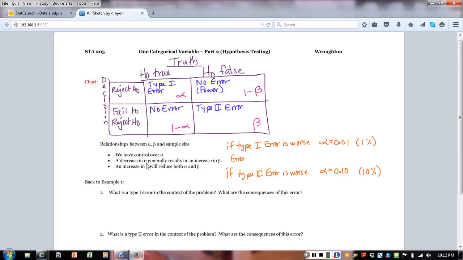There might be times that you go through though and the errors seem to be equal. One does not seem to be worse than the other. And that's when you see us use the standard of 5% or 0.05.